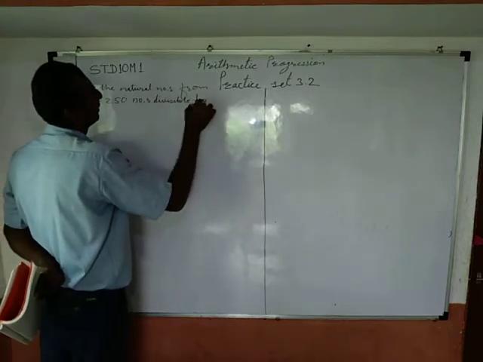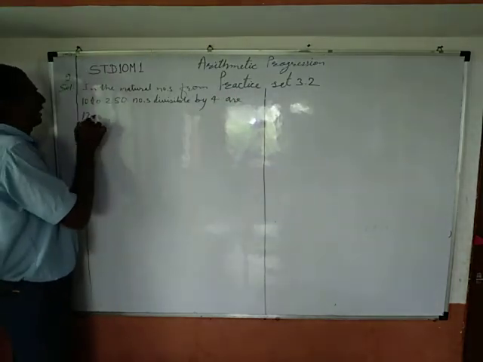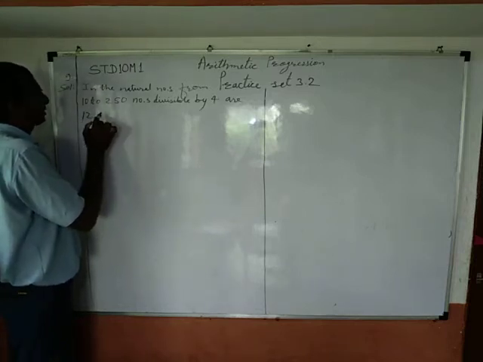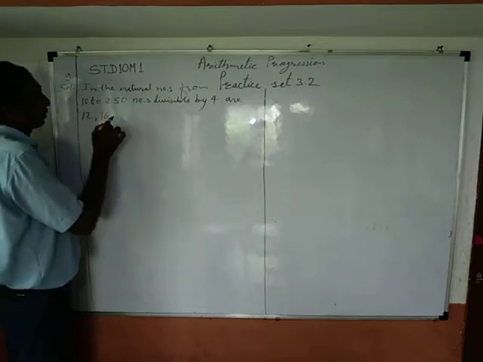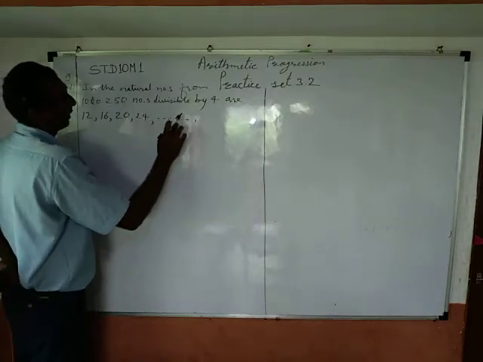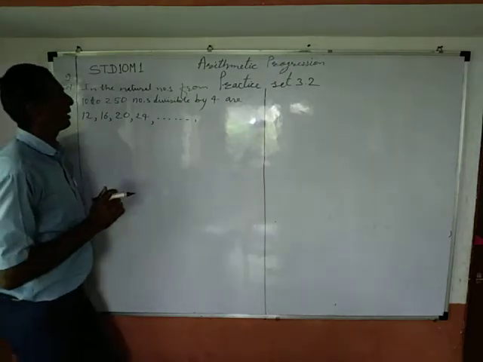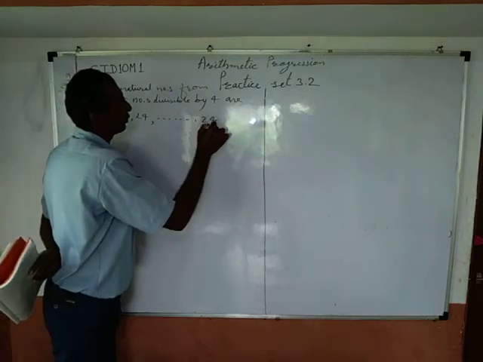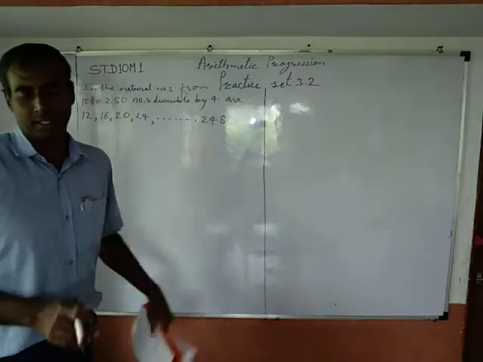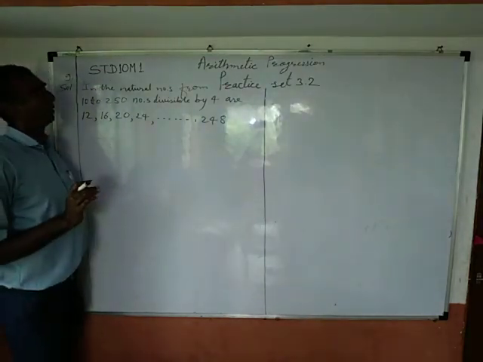Okay. 12 is divisible by 4. Next is 16, divisible by 4, 20, 24, and so on. And a number close to 250 but less than 250 which is divisible by 4 is 248. 4 sixes are 24, 4 twos are 8. Neither 249 nor 250 are divisible by 4.